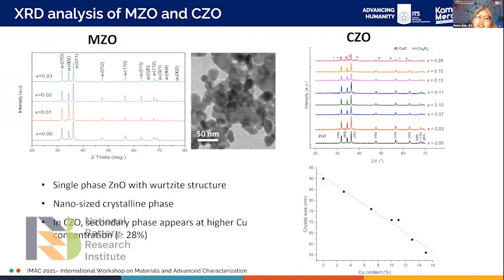So here is the XRD analysis of MZO and copper zinc oxide. A single phase was found here with wurtzite structure with nano-sized crystalline phase. And in case of copper doped zinc oxide, we found that a secondary phase appears at higher copper concentration, more than or equal to 28%. And by increasing the copper content, the crystal size decreases, and this can be understood because of the difference in the ionic radius between zinc and copper, where copper has a smaller ionic radius compared with zinc ion.